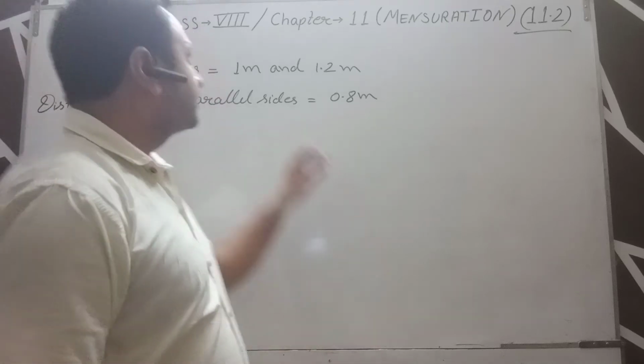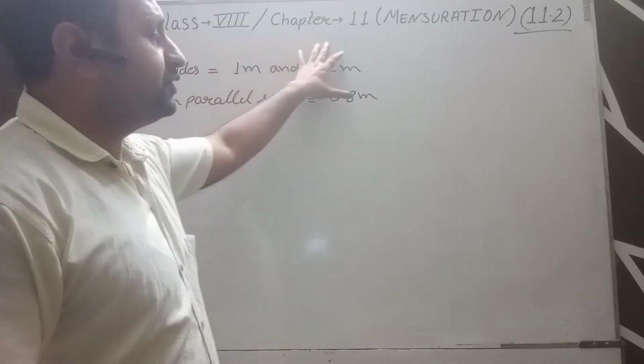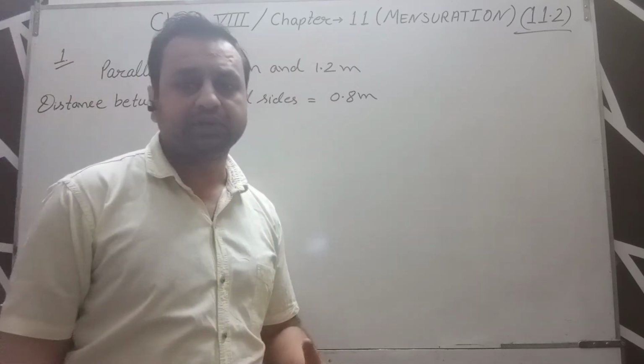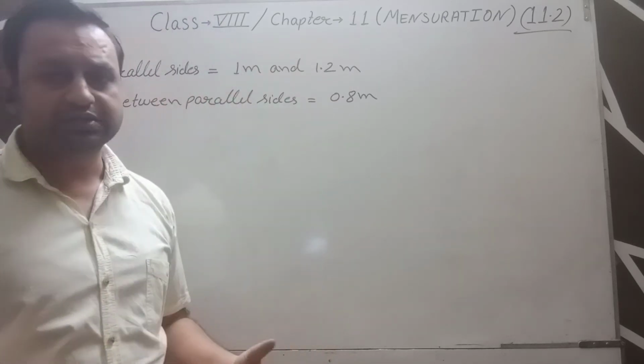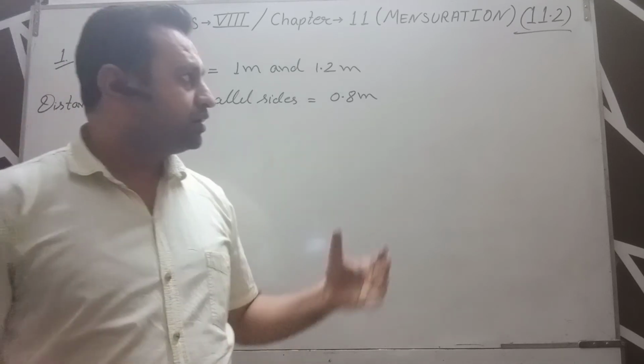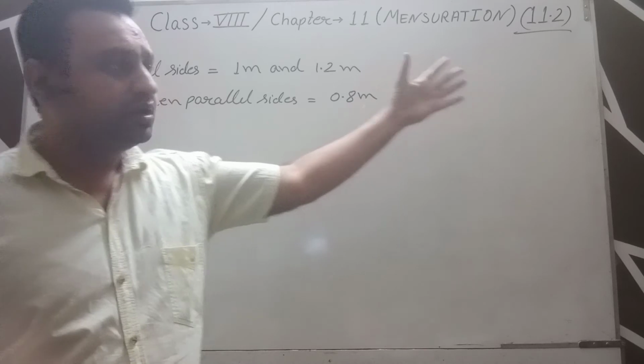Good morning, students. Class 8, chapter number 11, mensuration, exercise 11.2. In the previous video, we completed exercise 11.1 and we discussed the area of a trapezium and the area of a rhombus also. Now we start exercise 11.2.